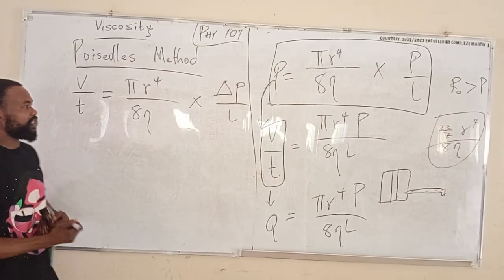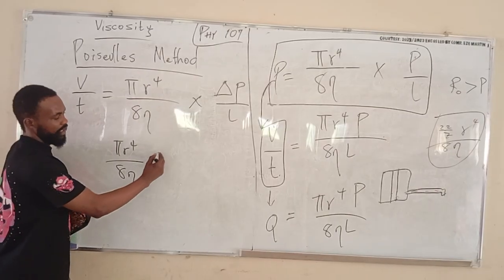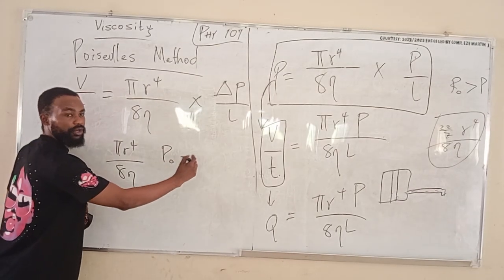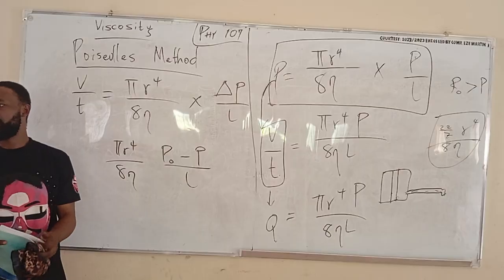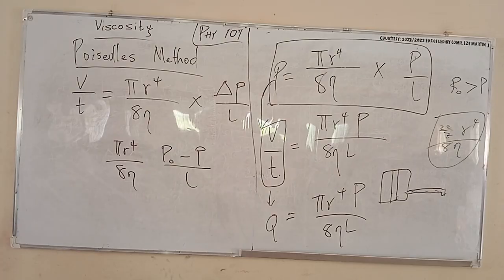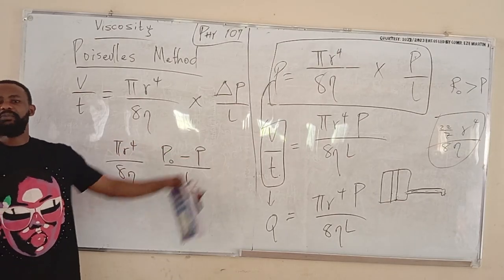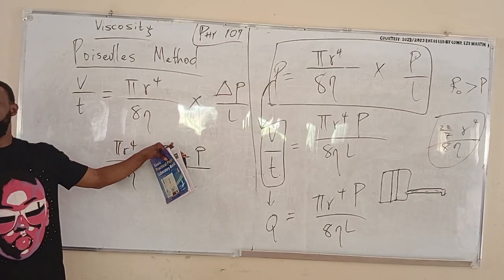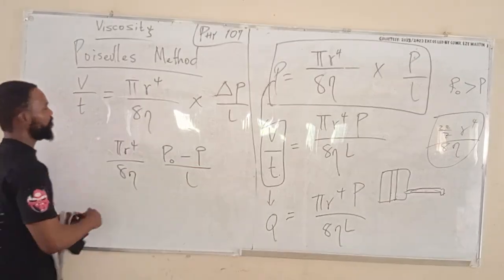So if that be the case, it's the same thing as saying this is pi R raised to power 4 over 8 coefficient of viscosity, and this is the same as saying P naught minus P all over L. So please, when you come into the hall, you may see a case where they want to confuse you, they purposely tell you final pressure, initial pressure, and because your mind is always on the final one minus the initial one, if you put it sideways, you will fail it. So have that in mind. The initial pressure is minus the final pressure, because the initial pressure will always be greater whenever you are dealing with Poiseuille's method. So another way to write this is this way or this way.